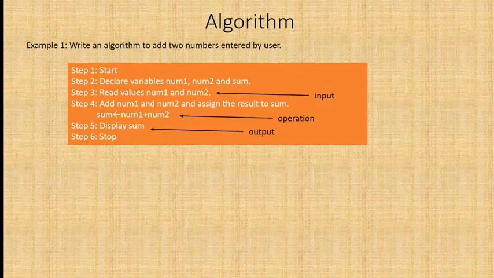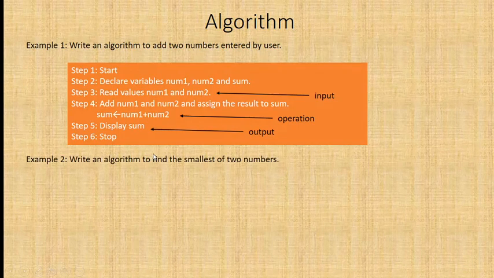If our program has a lot of input or output variables, we just declare the variables. And then step 3, read the values num1 and num2. This is our input, read the input. And then this is a process. Step 4, what is the process in this example? You want to add two numbers. So the process is add num1 and num2, and then assign the result to sum. So sum is equal to num1 plus num2. This is the operation, and then we display our result. Display sum, and then we stop.